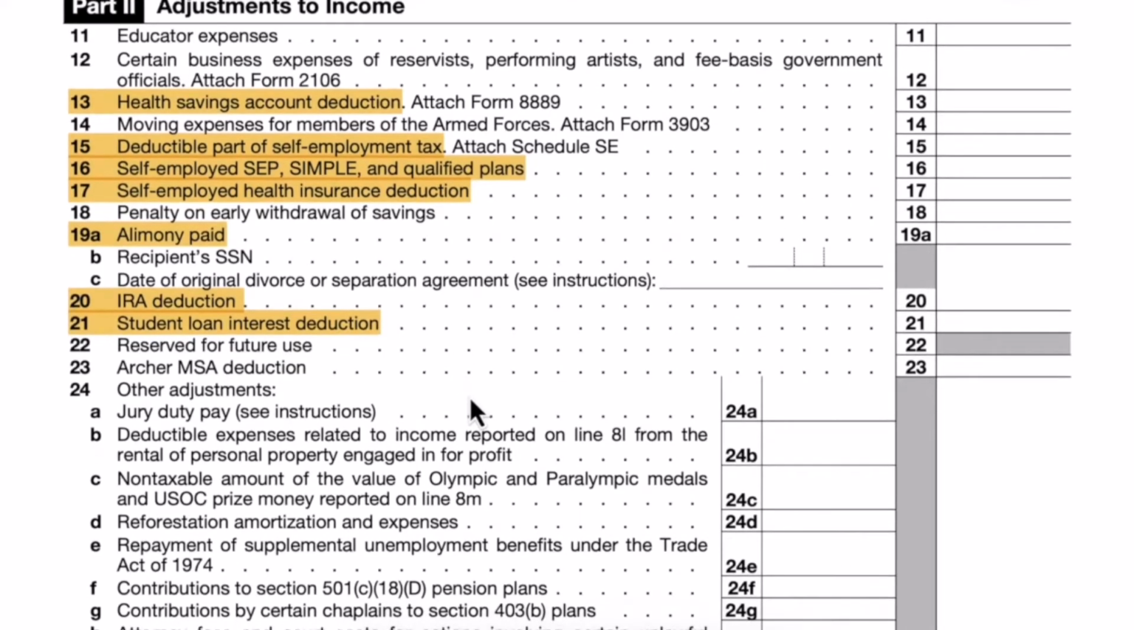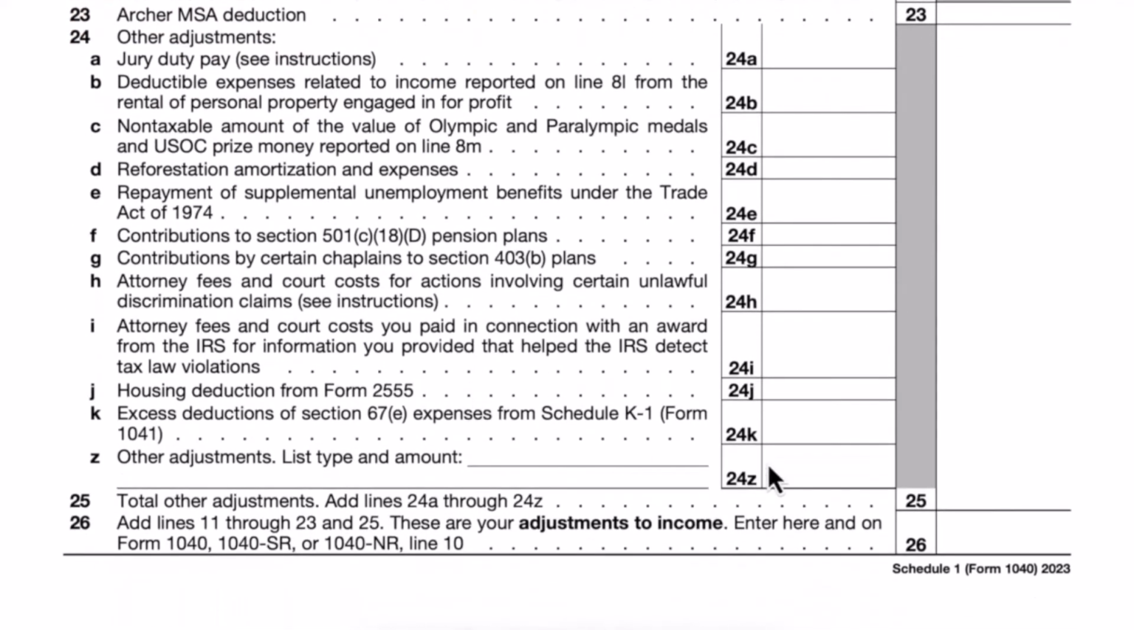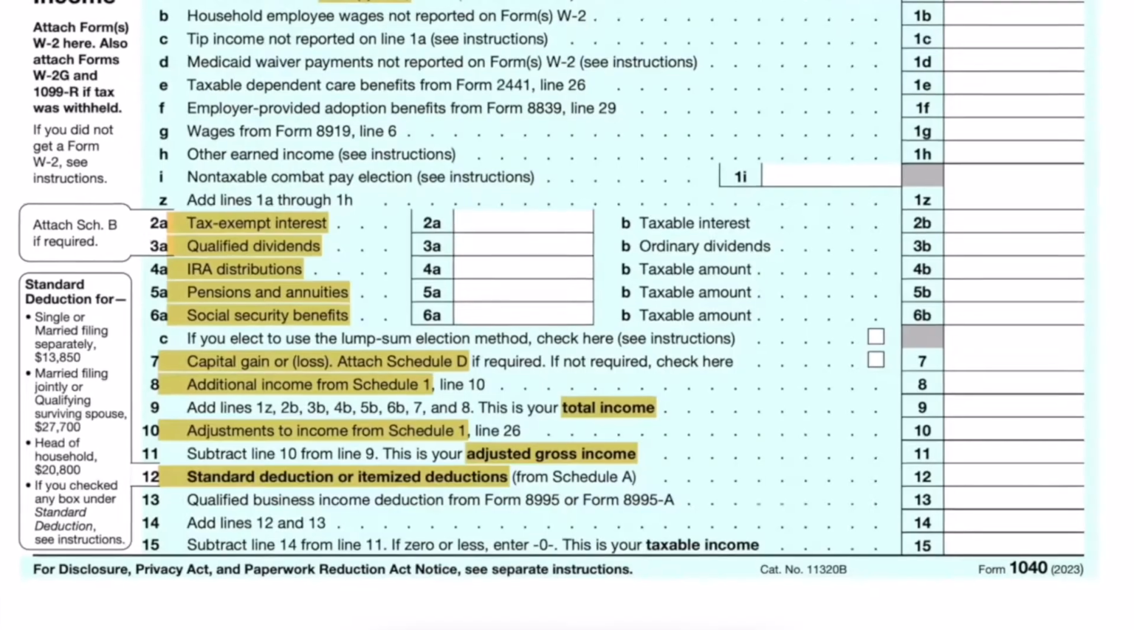So these are, again, the most common types of adjustments to income, subtractions from your gross income. And then a total amount will be reported here on line 26. And then if we go back to the 1040, we'll see where that's reported.